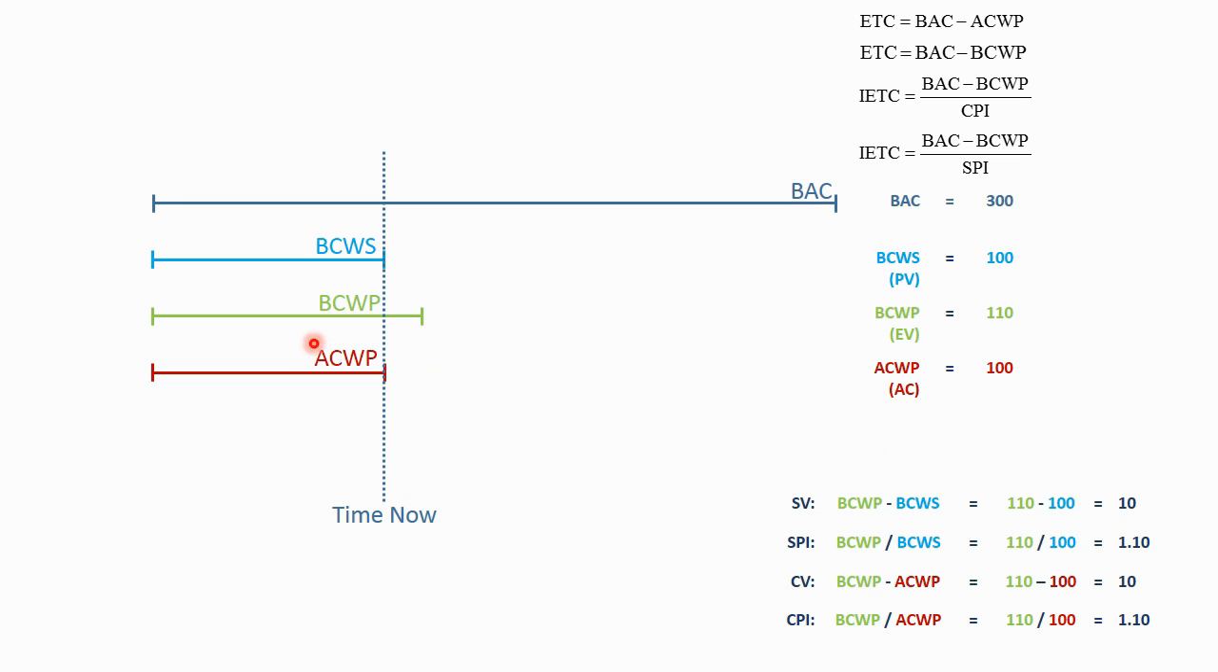So here, we're ahead of schedule because we performed more work than was planned. And because we spent 100 hours to do 110 hours of work, we're underrun. So this is a nice scenario, both ahead of schedule and underrun.